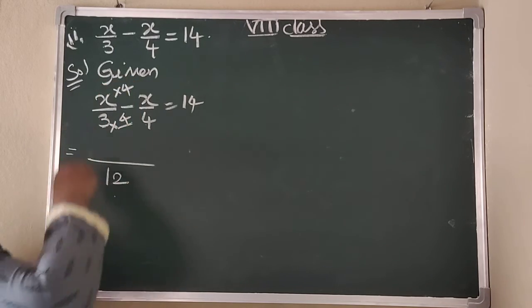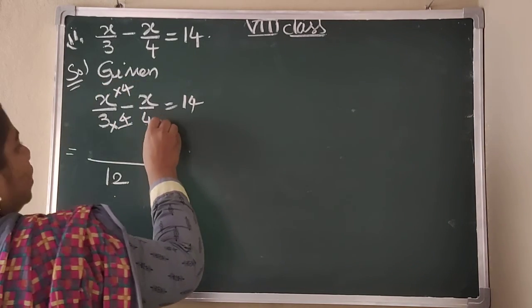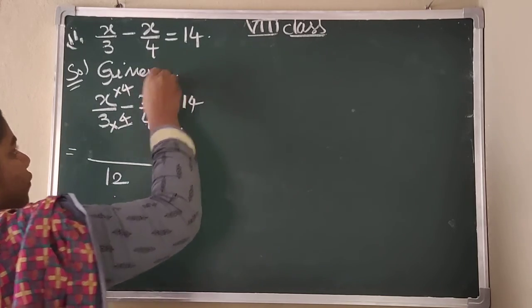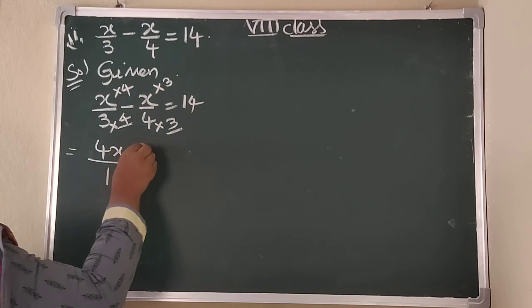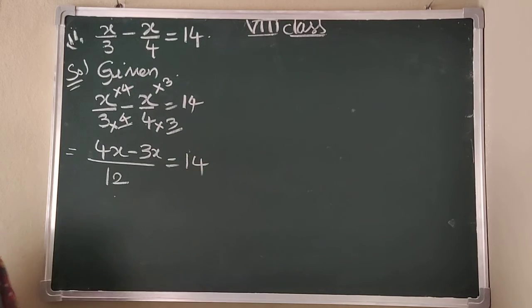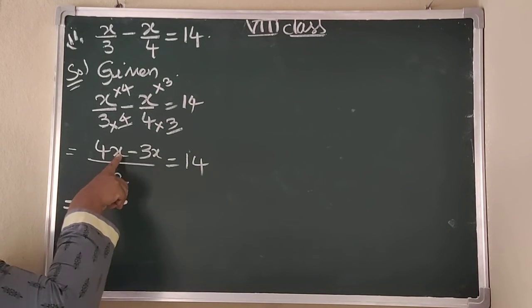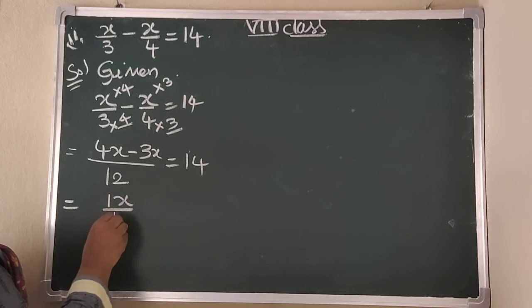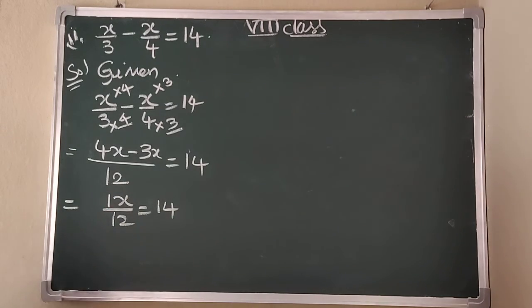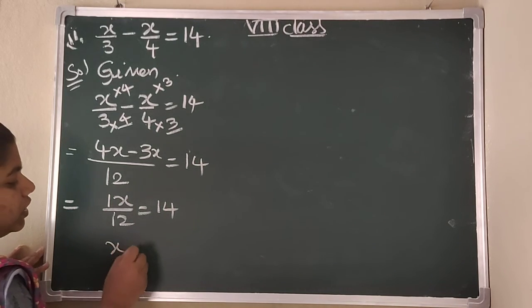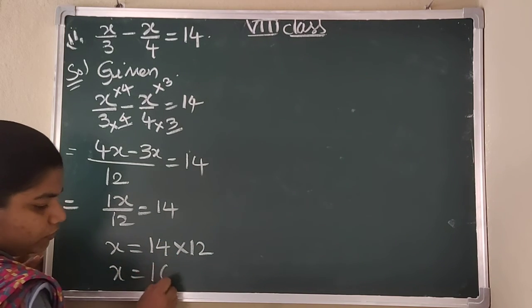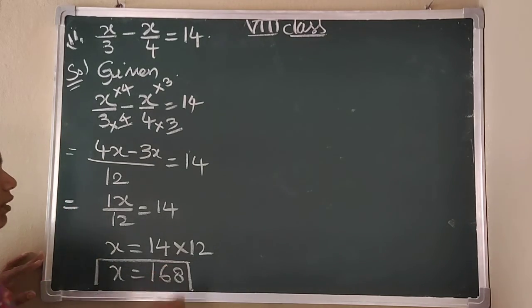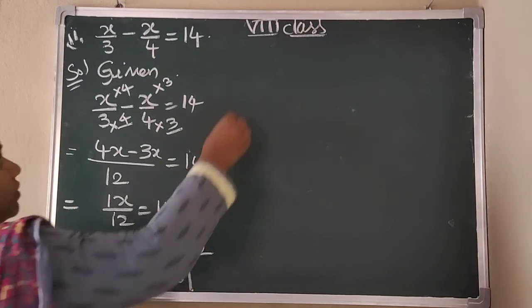So we multiply the same 4 in the numerator. 4 3s are 12, so we multiply the same 3 in the numerator. So 4 into x is 4x minus 3 into x is 3x is equal to 14. Now 4x minus 3x will be 1x by 12 is equal to 14. Now transpose this 12 to the other side. That will become multiplication because it is in the form of division. So x is equal to 14 into 12, which is 168. So the x value is 168. This is our second one.